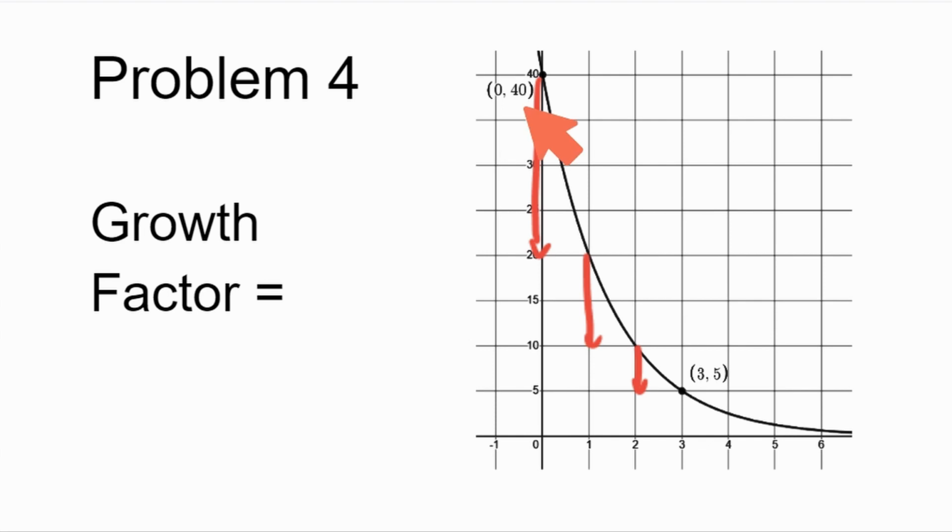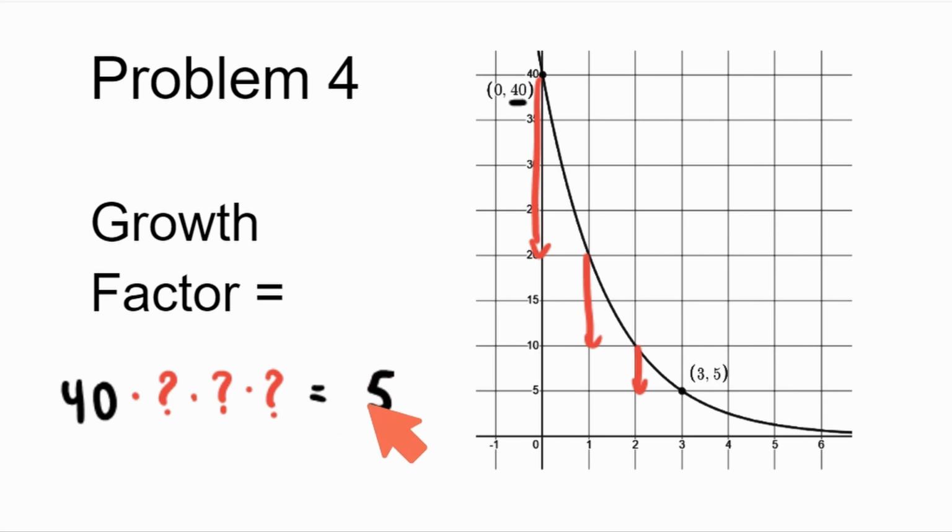So I can answer the following question starting at height 40. If I take 3 jumps, 1, 2, 3, I should land at height 5. So what should be my multiplicative pattern? What can I multiply repeatedly 3 times that will bring me down to 5? I see that the answer to this is going to be times 1/2.